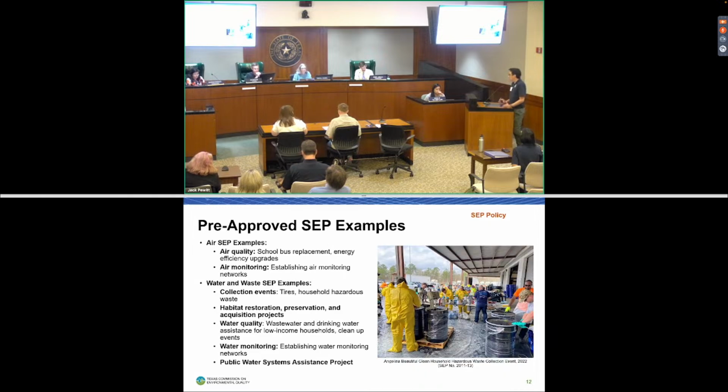So just to give you some examples of the pre-approved SEPs that we have, for air, we have school bus replacement, energy efficiency upgrades, establishing air monitoring networks. For water and waste, we have collection events, habitat restoration, cleanup events, establishing water monitoring networks, and public water systems assistance projects. Here's another example of one of the projects that we have. It was a household hazardous waste collection event. You can see great work by the community.